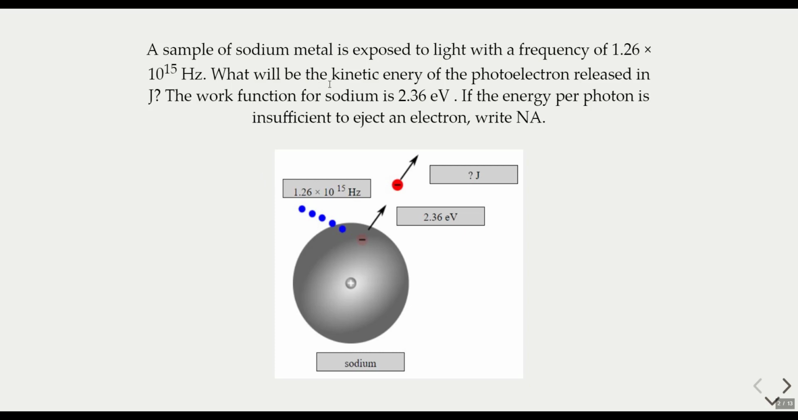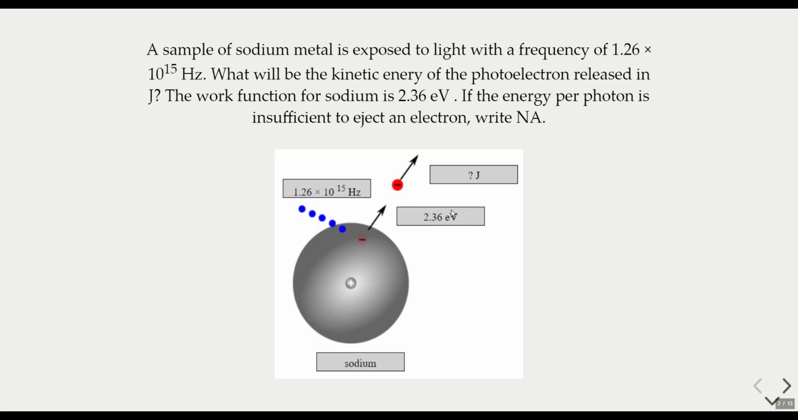The next part says what will be the kinetic energy. Well, that's like what we had before. But instead of being told the work function in joules, we're told it in electron volts. So we've got some unit issues. Here's what we're going to do. Find out how much energy this is.